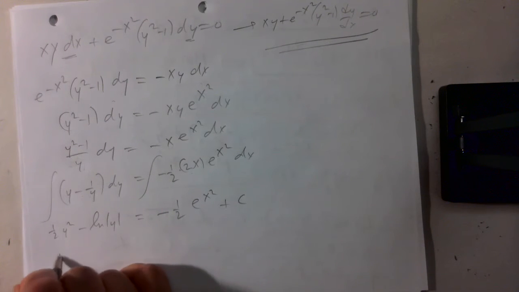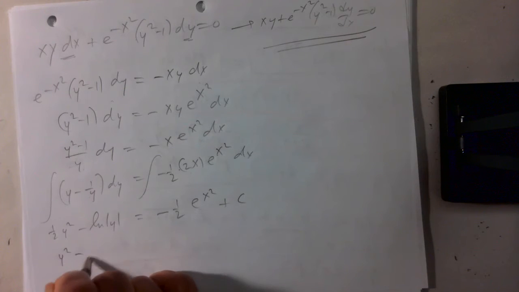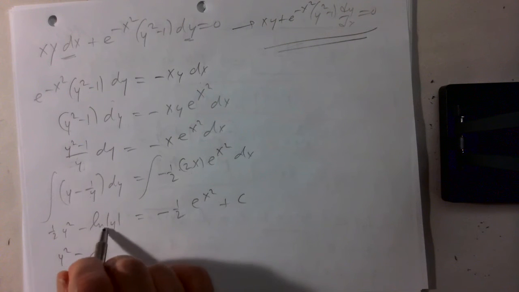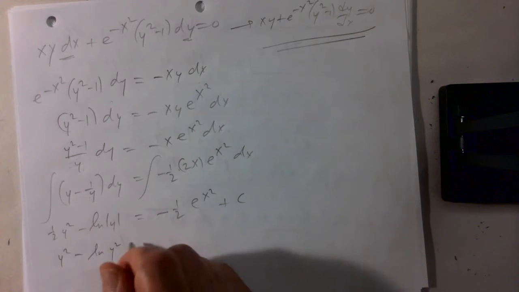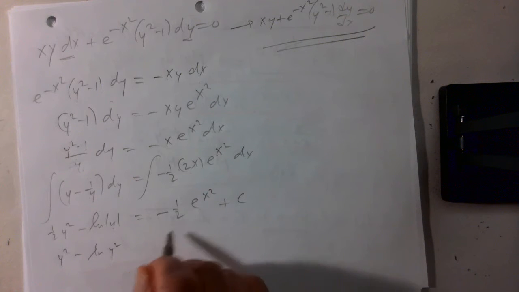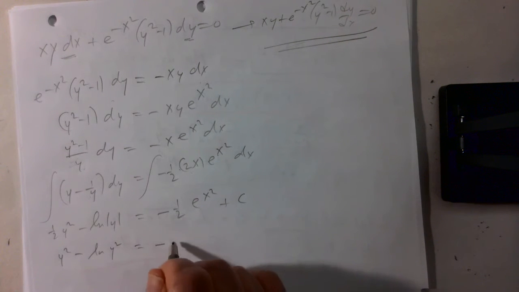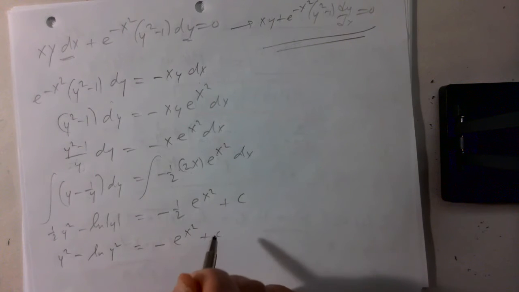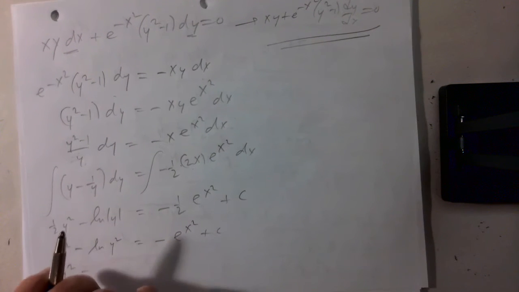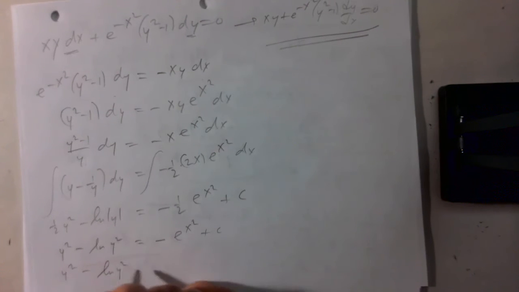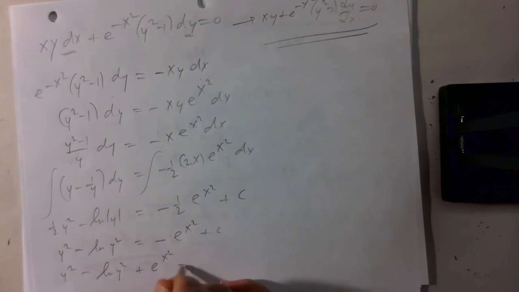So if you like, I can write this as y, I can multiply by 2. y squared is minus the log of the absolute value of y squared, which is just y squared, equals minus e to the x squared plus a constant. Or if you like, y squared minus the log of y squared plus e to the x squared is a constant.